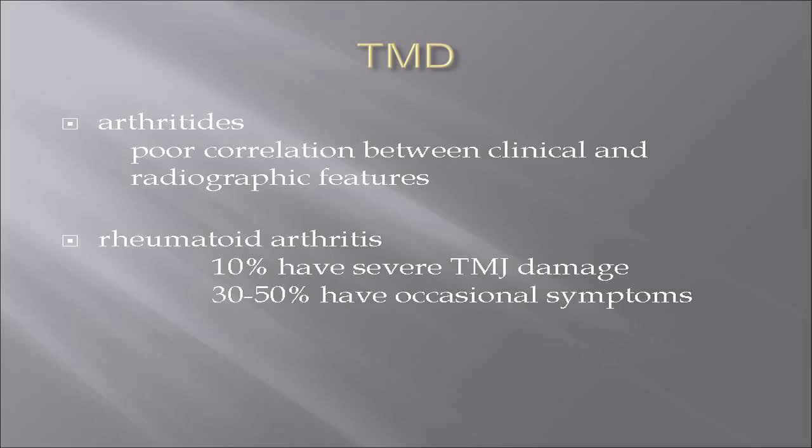And for some reason, the minority of patients with rheumatoid arthritis have severe TMJ damage. Whether that's due to it not being a weight-bearing joint is not entirely clear. But 50% of patients with RA may have symptoms from the temporomandibular joints. And we would manage that basically in the same way that we would manage TMD in other patients. But also these patients may well be on disease modifying medication already, which will help.